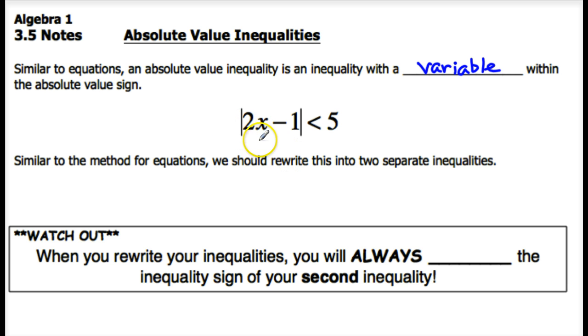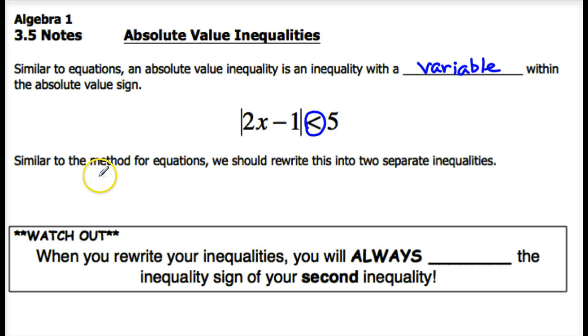This is the absolute value of 2x minus 1 is less than 5. And if you remember for equations, this would have been an equal sign right here. And as soon as you get the absolute value part isolated, you then write two separate equations. Well, for inequalities, we're going to do the same thing. We're going to write two separate inequalities.